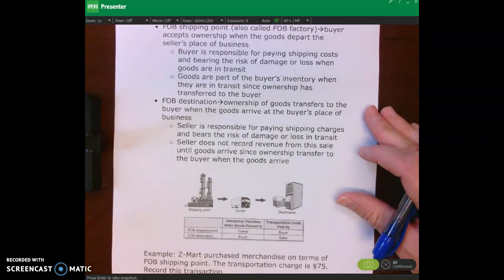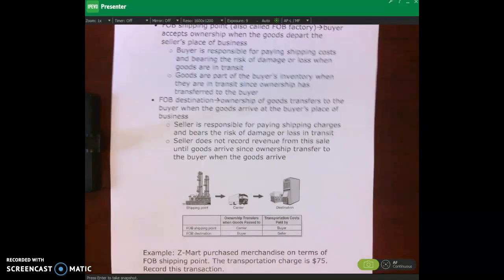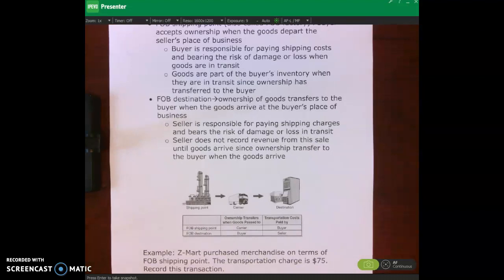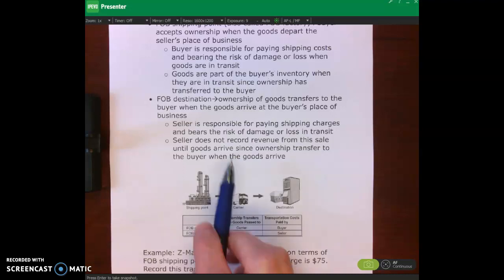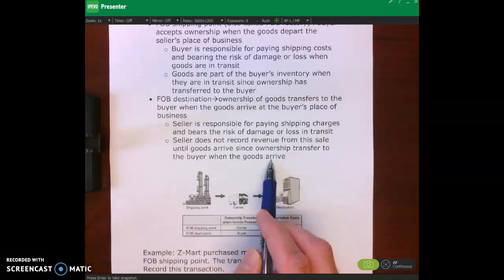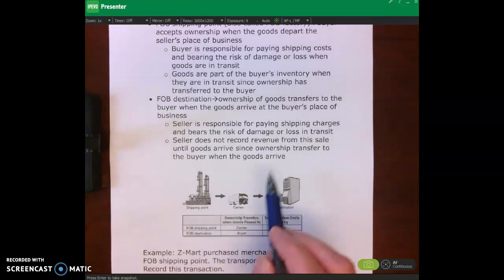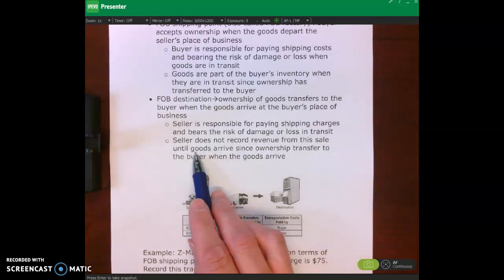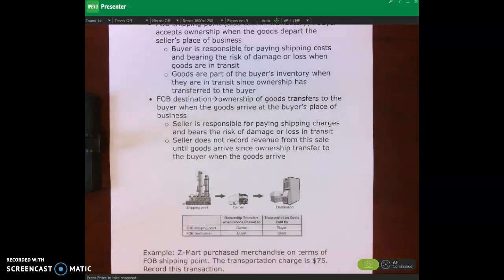FOB destination, on the other hand, the ownership of goods transfers to the buyer when it arrives at our place of business. That means the seller is responsible for paying the shipping charges and the insurance and bears the risk for any damage or loss. The seller does not record revenue from this sale until the goods arrive, because the ownership transfers when they get to us, the buyer.